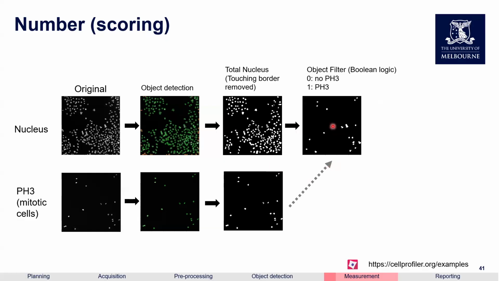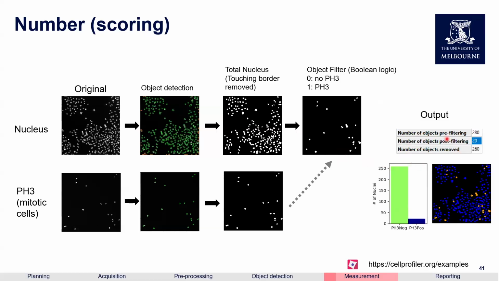Then we can filter the nucleus objects based on the presence of the mitotic cell marker. If it overlaps with this marker, then we count it as 1. If it doesn't, we count it as 0. So this is a fairly simple workflow. Then we can calculate the total population and the positive population, and plot them in a graph. It's also a good idea to show a proof image like this so that we can compare whether our measurement has been correct or not.